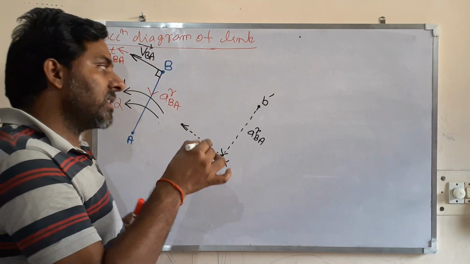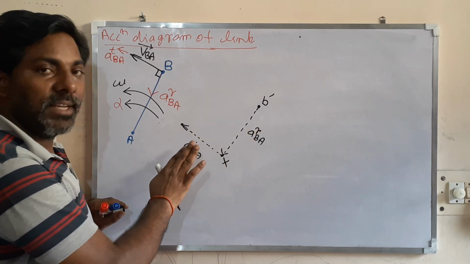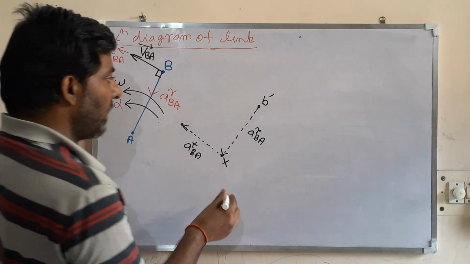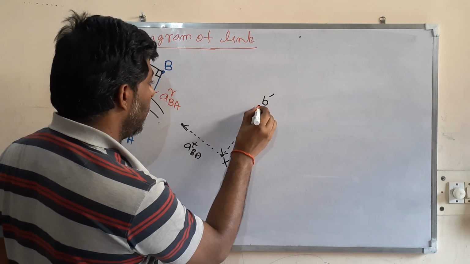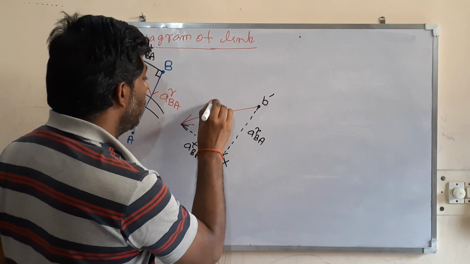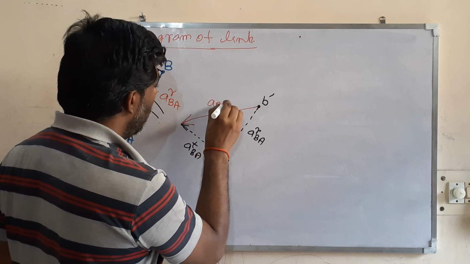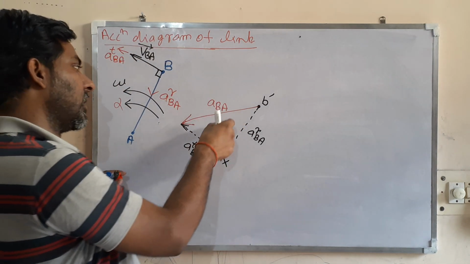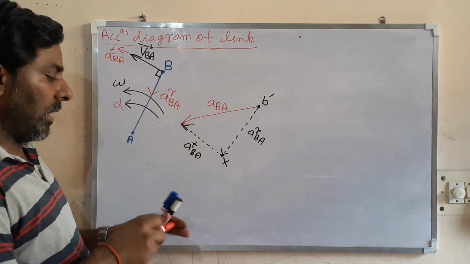The final acceleration will be drawn by a complete line, and the radial and tangential accelerations will be drawn by dotted lines. Now you join the tail of the first vector to the head of the last vector by this complete line. This will be the resultant acceleration of B with respect to A. So this is the total or resultant acceleration of B with respect to A. This is the acceleration diagram for a link.